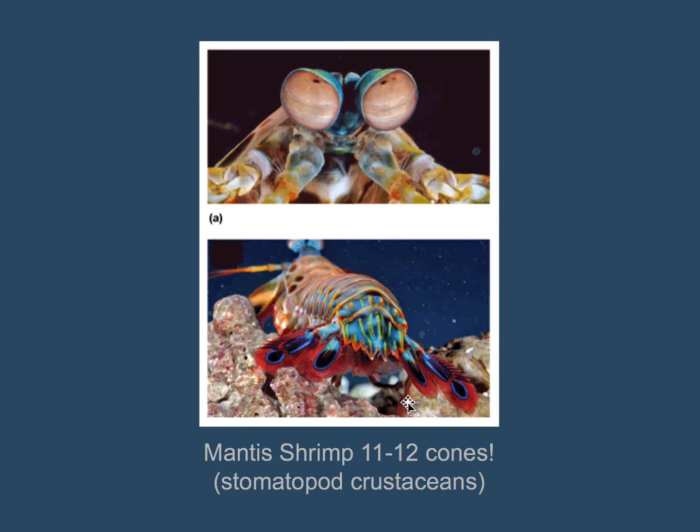And then there's the curious case of the mantis shrimp. This little guy has 11 to 12 cones, so he's up in the gazillion range of colors. Why that's the case, nobody really knows.